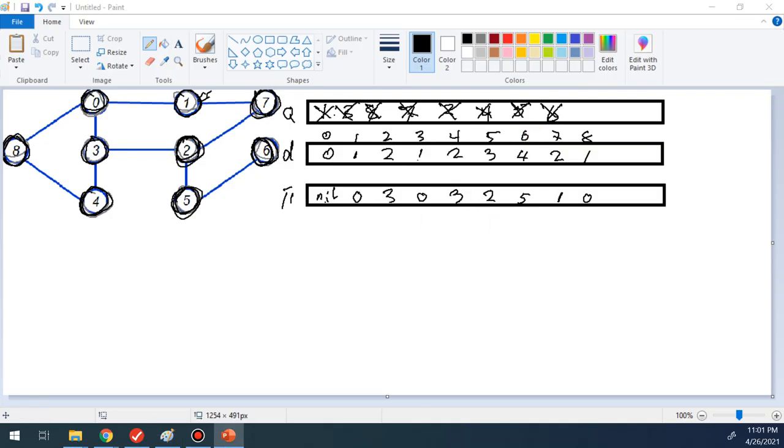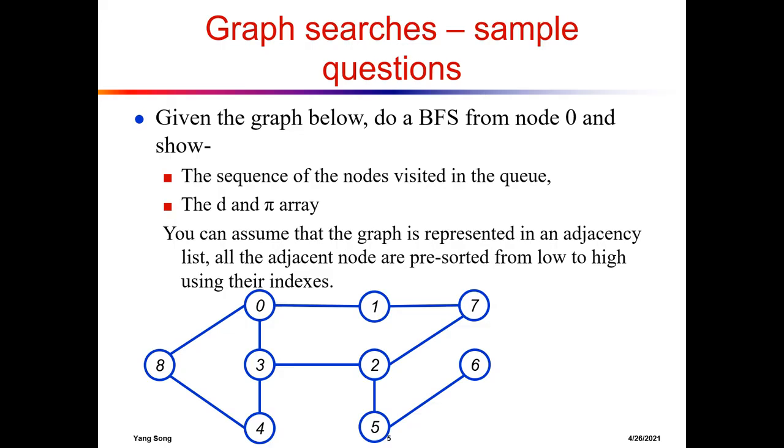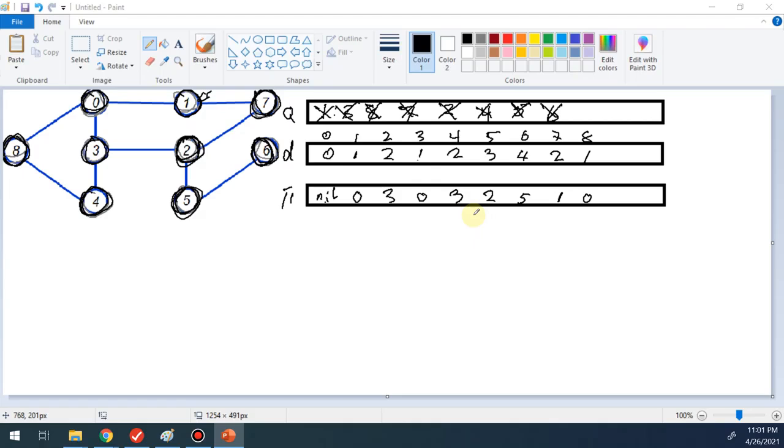Okay, so to answer the question I just showed you, let me bring back my PowerPoint. So the sequence of the nodes visited in the queue, and we do have the history of the queue: 1, 3, 8, 7, 2, 4, 5, and 6. Those are the sequence of the nodes we are visiting using the queue. Another thing we are asking for is the d, which is distance, and the pi, and we also have those two. And in our course lecture PowerPoint, we did this.